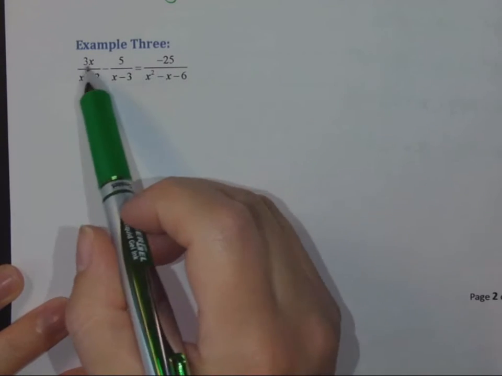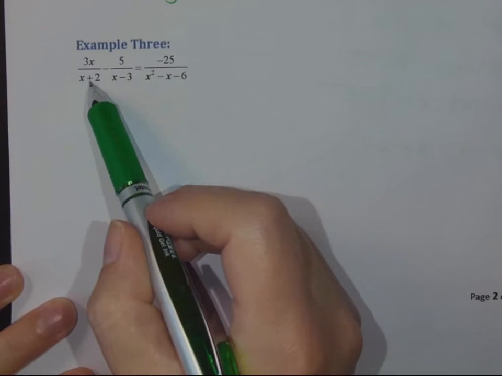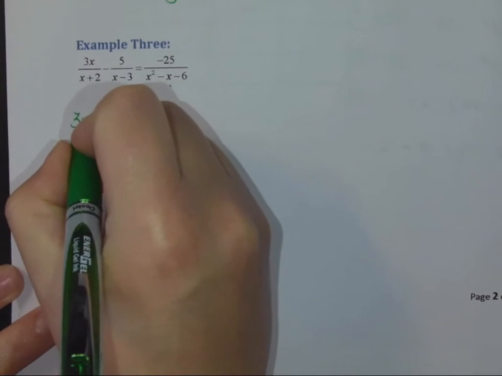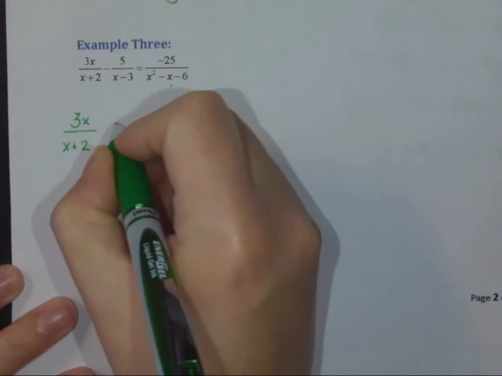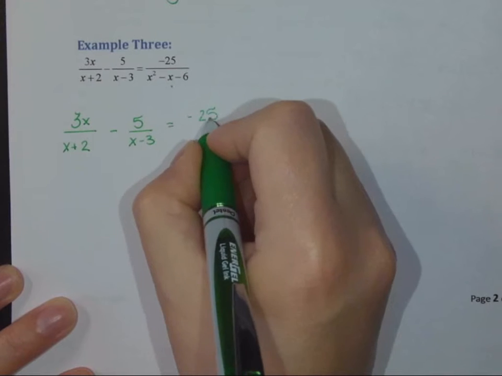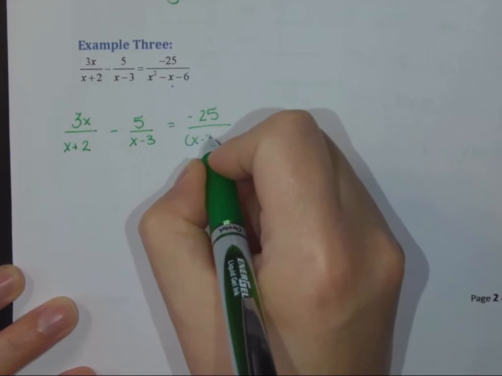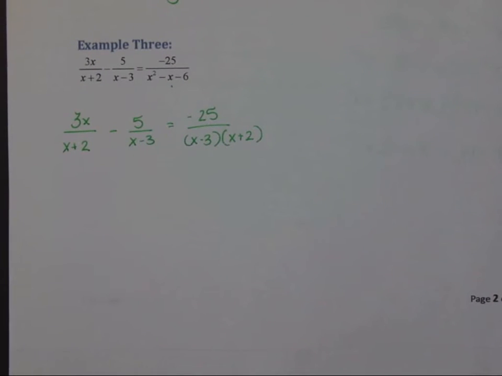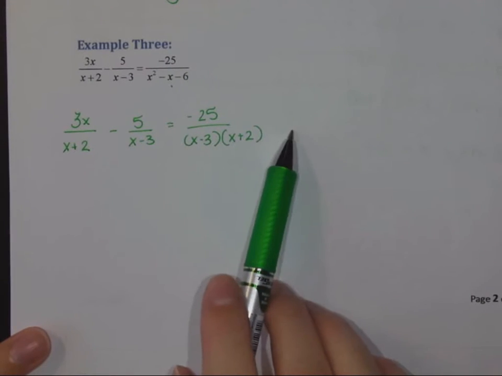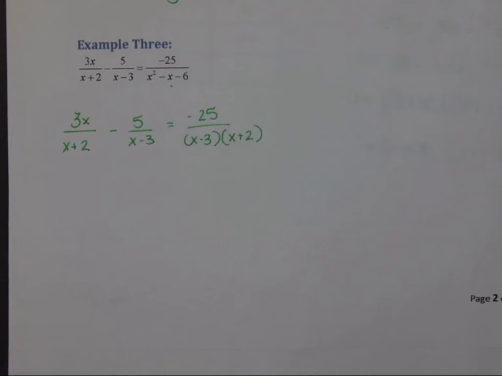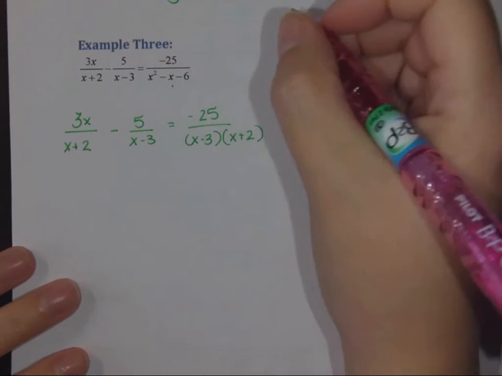Okay, so looking at this, step 1 is factor everything. This one's factored, this one's factored, this one is not. So 3x over x plus 2 minus 5 over x minus 3 equals negative 25 over x minus 3, x plus 2. I will tell you that usually in this chapter, there will be a common factor along the bottom. Very rarely do I give them to you that they're all different. It has happened once or twice, but it's not super common.